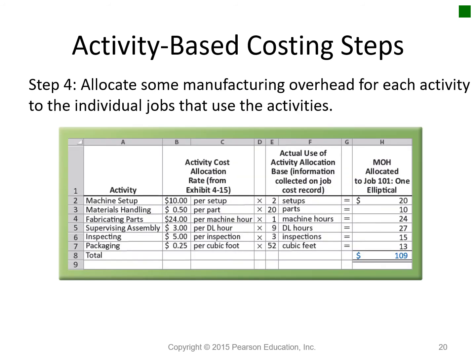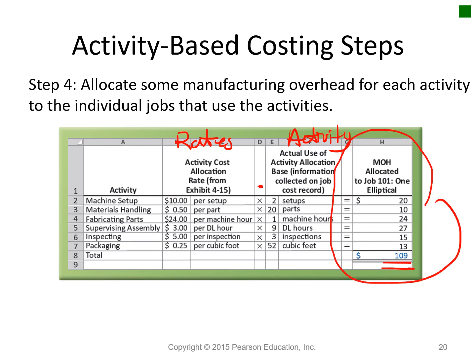So here's how you'd allocate it. Here are our rates in this column, and here's our activity. All you're doing, notice, is multiplying: 10 times 2, 50 cents times 20, 24 times 1, and so forth. Once you've multiplied these, you have to add up the total. Once you add these up, that's how you get the allocated overhead.